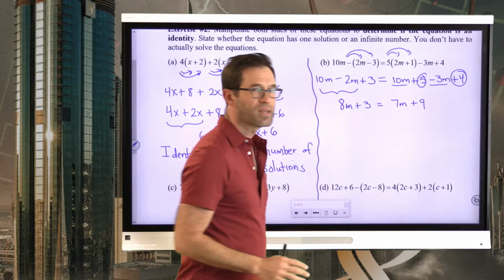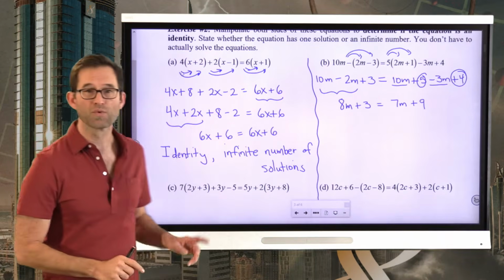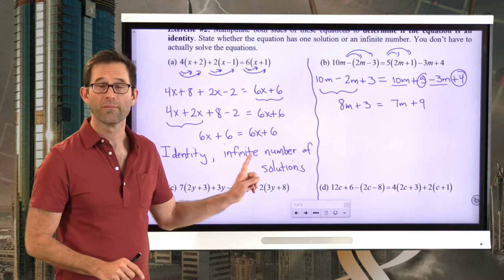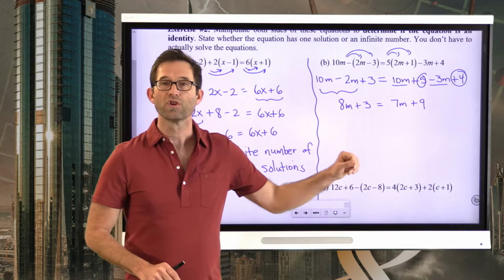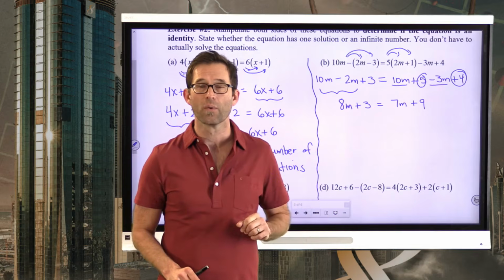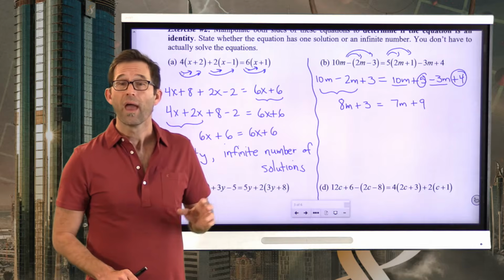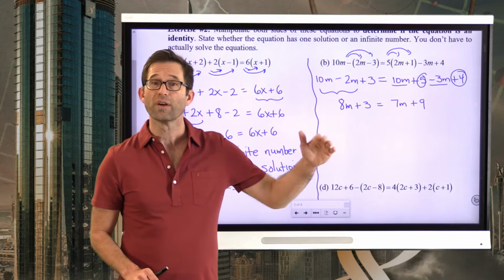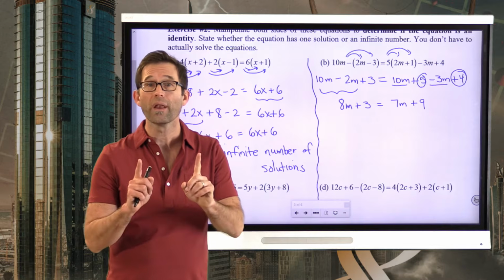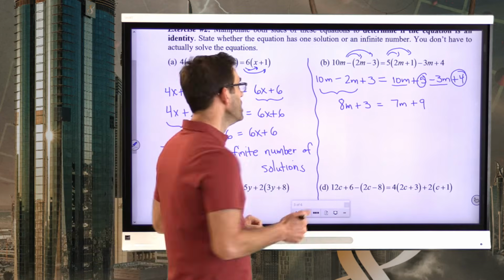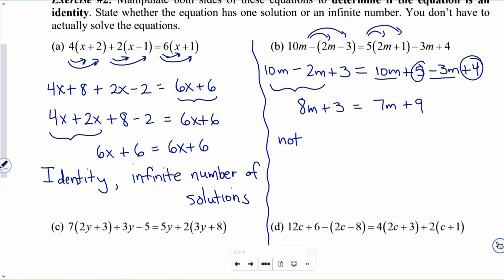Now step back just for a minute. Notice at this stage, we're really at the equivalent stage that we were at here. But what we have on this side of the equation is not identical to what we have on this side of the equation. This means now that it is not an identity. And in fact, we could solve this equation and we'd eventually get m equals 6. That would be the one and only one solution. So this is not an identity, and it has only one solution.